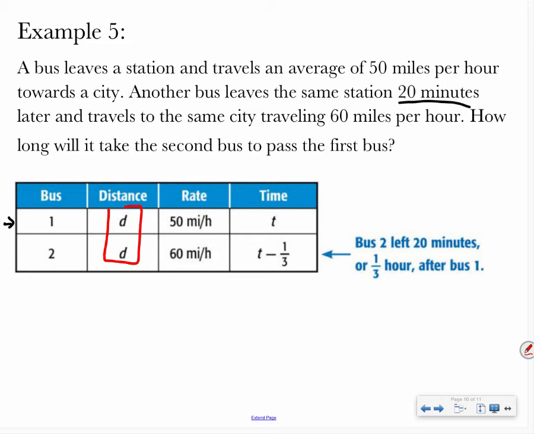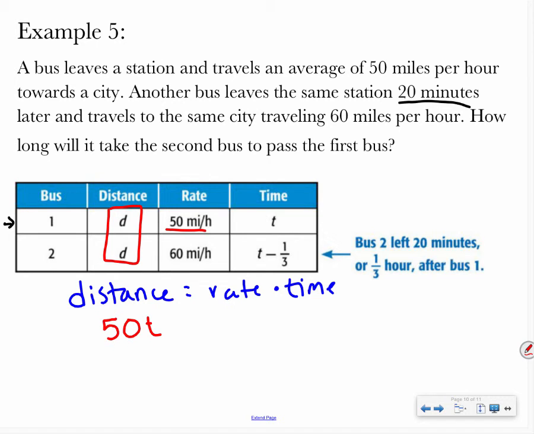Some of you might be confused why the distance is the same, but we're looking to see how long it will take for the second bus to pass the first bus. That means that they are the same distance away from the bus station. Okay? So let's start by using the formula that you guys have used so often, I believe, in science. Distance equals rate times time. So if we do this, we have our first bus. Let's figure out how far that has gone. It goes 50 miles per hour, and it's been traveling for t hours. So we can represent that by 50t.